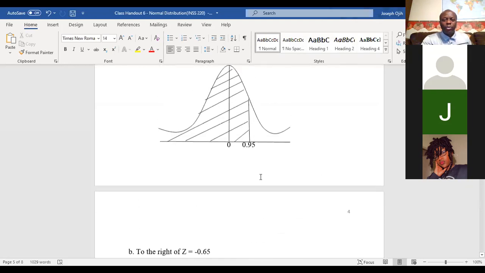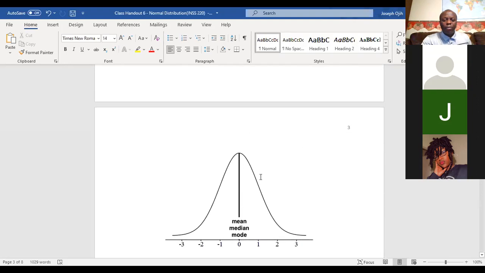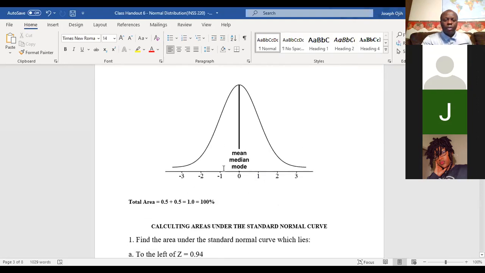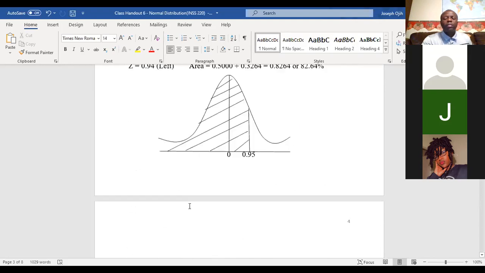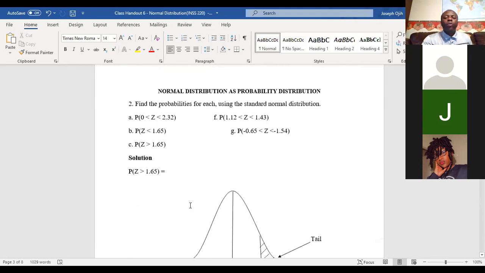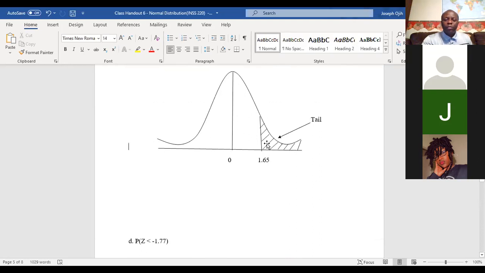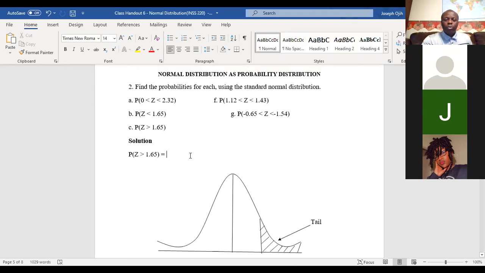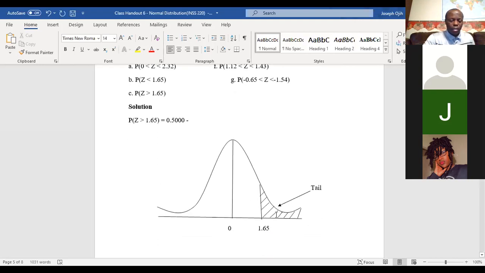Now, that means we're looking for only this area, and you recall when I introduced this, I mentioned that the area in the normal curve, half of this is 0.5, the other half is 0.5, so that the total is 1, which is 100%. So we are looking for only one portion of that. That means you're going to subtract what you see on the table from 0.5. That means 0.5 minus the value for 1.65 on the table. So that will give us only this part.